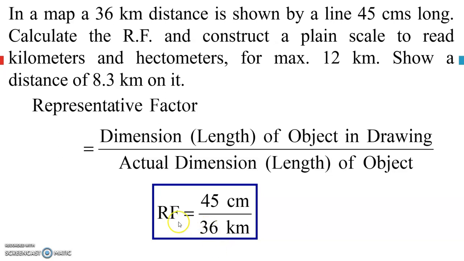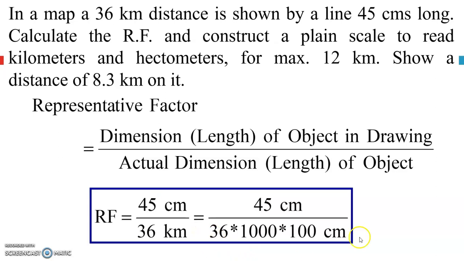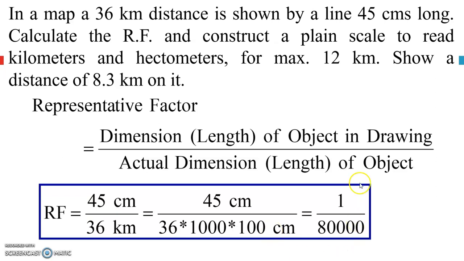And we know that RF is unitless, so we have to convert the kilometer into centimeter. Now let us convert it and do some mathematical operation. So we are going to get the answer 1 by 80,000. Here you are not required to calculate the actual value. Clear? Using a calculator, 1 by 80,000 is equal to 0.00 something. So you can write the RF in this format only, that is 1 by 80,000.